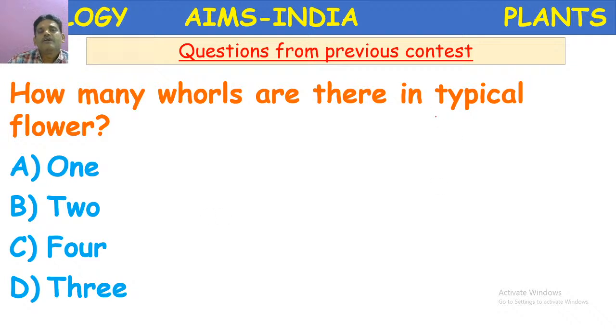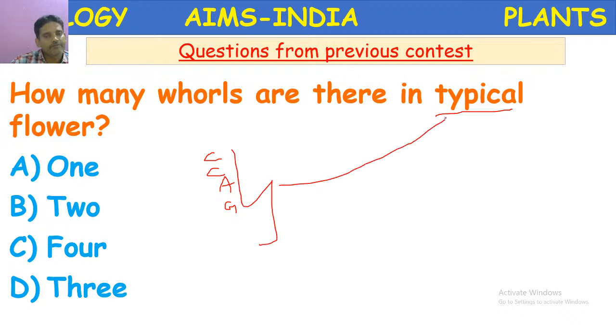Here the mention of typical flower means a complete flower. So compulsorily it has to possess all the 4 whorls. What are the 4 whorls? Calyx, corolla, androecium, gynoecium. If these 4 are present, then it is called a typical flower. Okay, so option C is correct. Very good. Most of you are involved in this quiz.